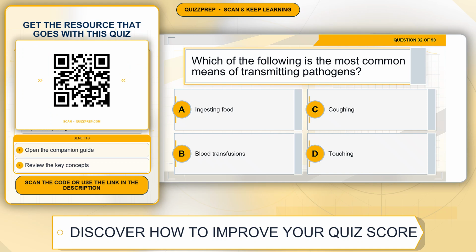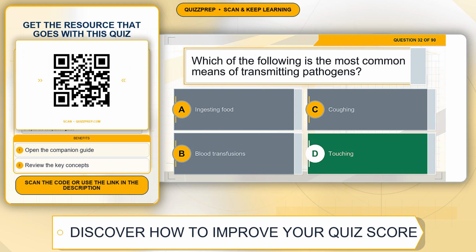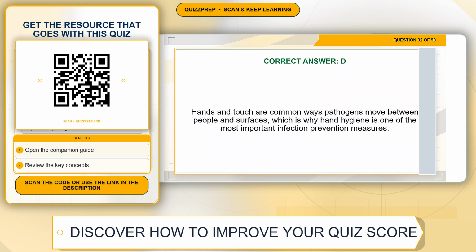Question 32. Which of the following is the most common means of transmitting pathogens? Option A, ingesting food. Option B, blood transfusions. Option C, coughing. Option D, touching. The correct answer is option D, touching. Explanation. Hands and touch are common ways pathogens move between people and surfaces, which is why hand hygiene is one of the most important infection prevention measures.